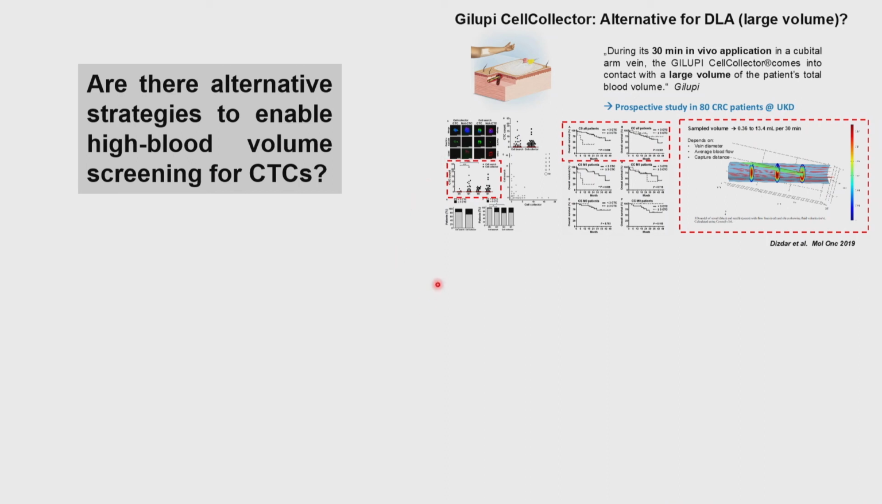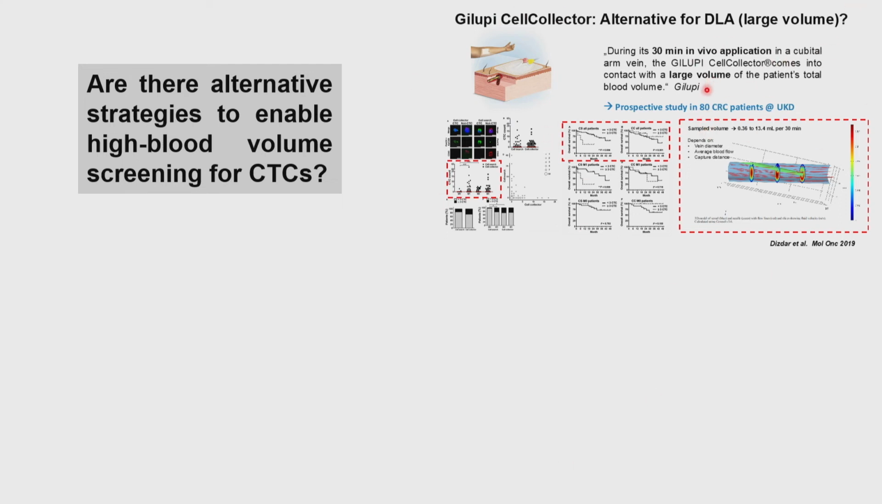So finally, there's of course the question, leukapheresis cannot be the only technology. Are there alternative strategies to enable high blood volume screening for CTCs? Well, there is the Gilupi cell collector that is claiming this. This is a device, a catheter that is brought into the cubital vein, stays there for 30 minutes. This catheter is coated with anti-EpCAM antibodies, and the idea is that the blood runs continuously over this catheter and collects the CTCs that are flowing by.